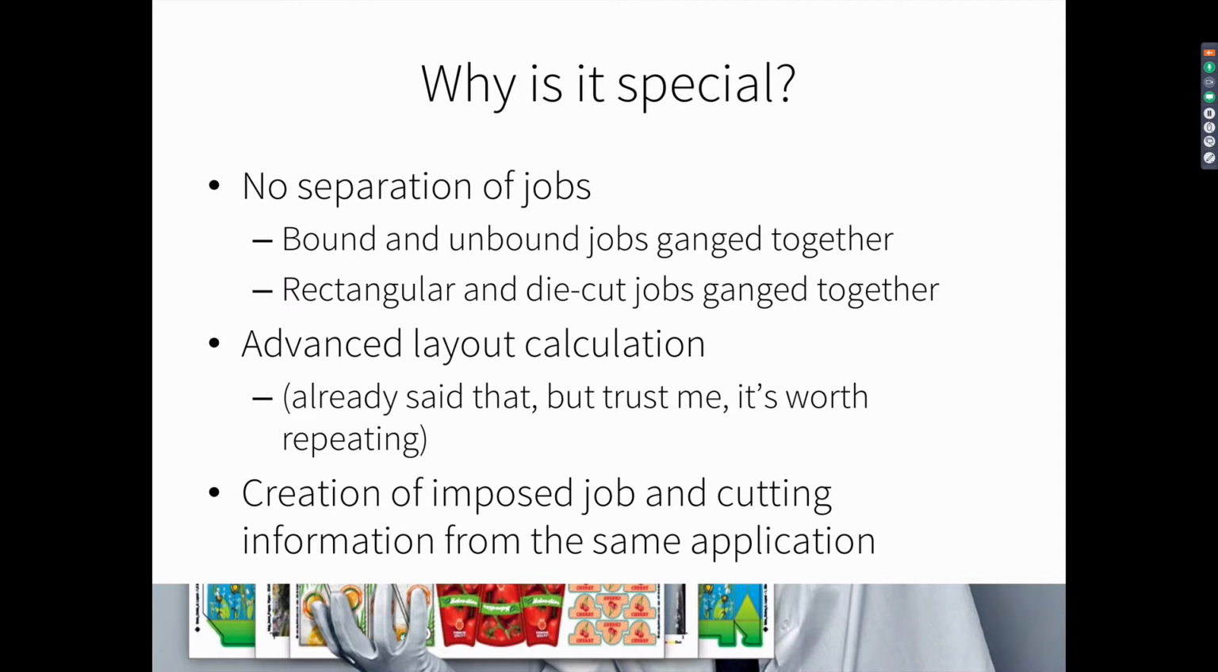Third point is that it is possible to create both the imposed job, so the final print sheet, and cutting information, which means, for example, a PDF file or a CF2 file or a DXF file that contains the cut lines and the crease lines and everything else that you need from a job. It is possible to create these pieces in one go. You don't need separate applications, you don't need post-processing. Imp is capable of giving you an imposed print sheet and giving you all the die cut information.